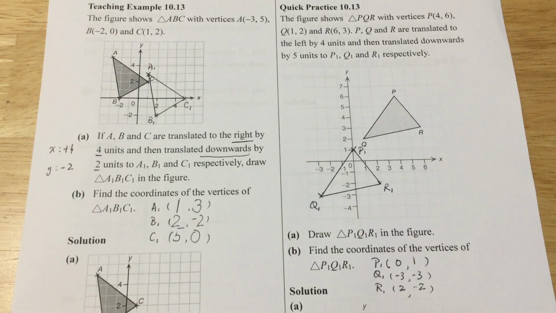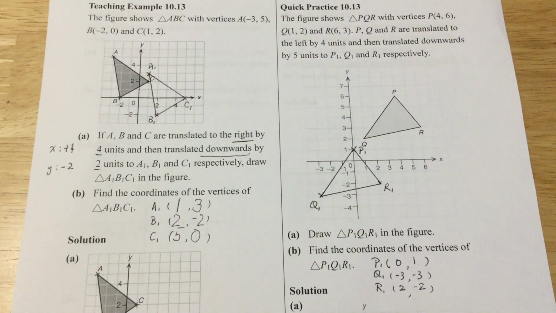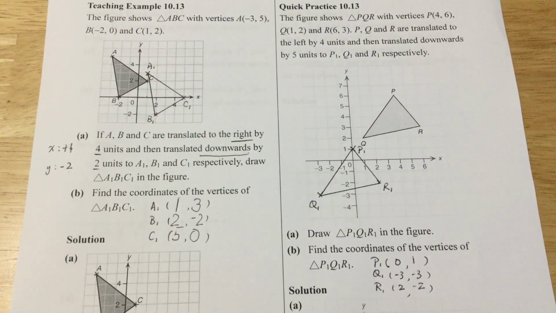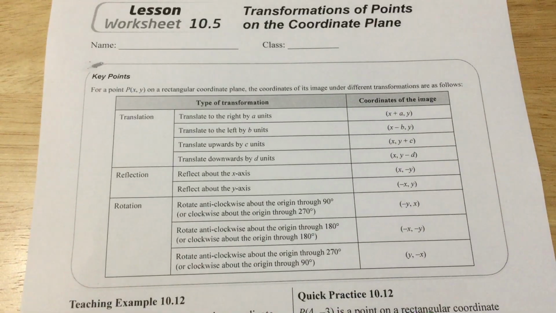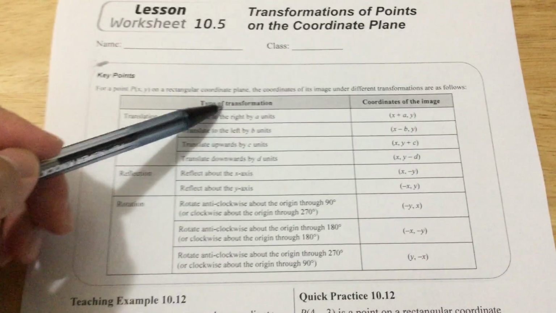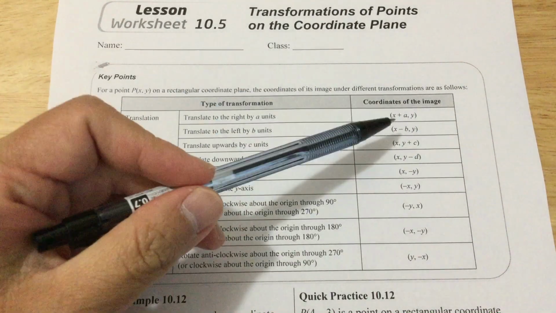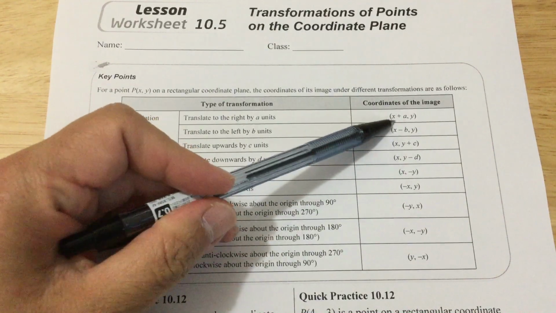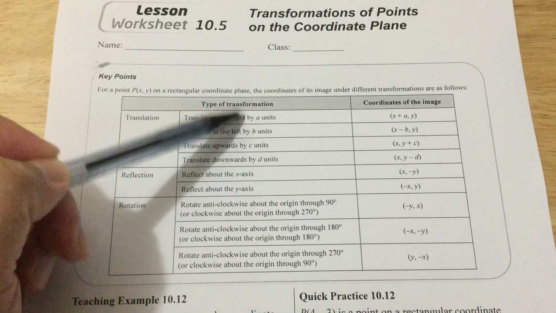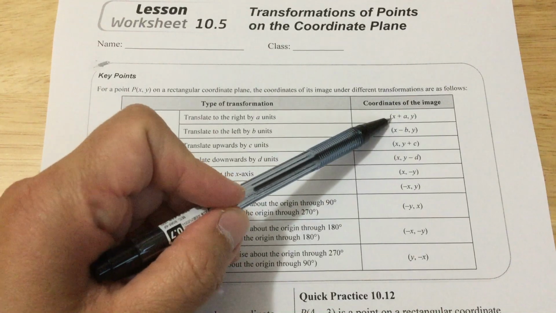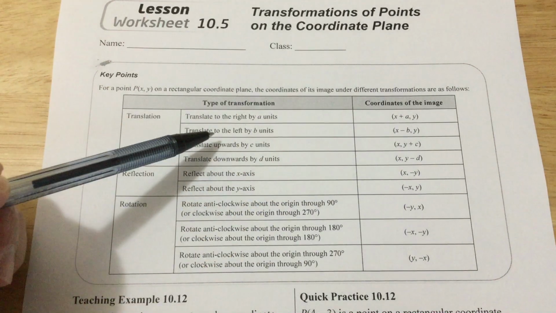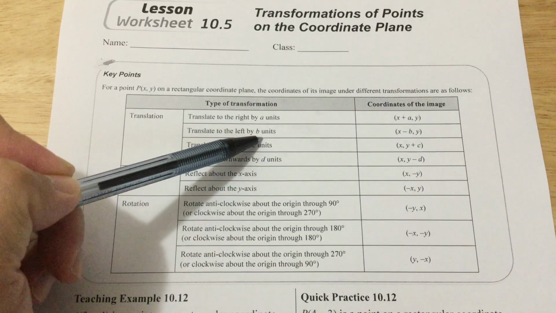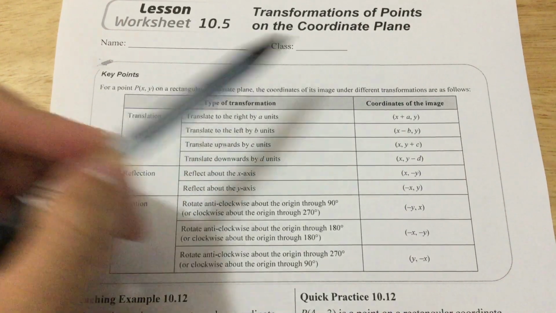Okay, before ending the video, not after ending the video, before ending the video, we will have some revision. So please pay attention. Now please look at this table. For translation, if you translate to the right, that means it will only affect the x coordinate. Because this is right, you will add to the coordinate, that is x plus a, and y remains unchanged.